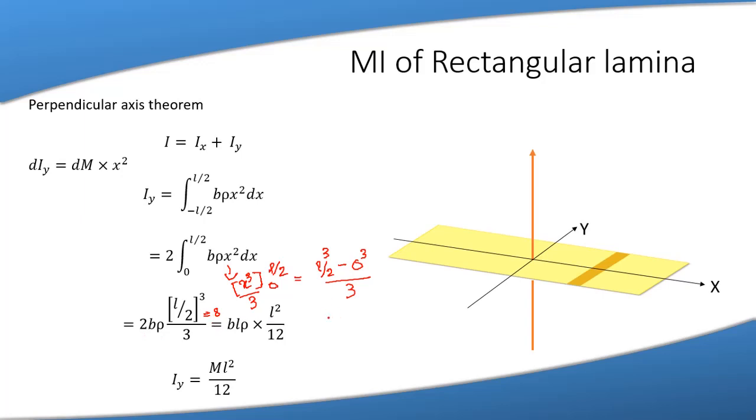I already have a 2 here, and my denominator will be 8 into 3. So I can just cut it off and make it 4, and my denominator will become 12. So this is my denominator, and all the other terms, b, rho and L cube, will be here. Instead of writing L cube, I have separated it as L square and L for another purpose. So here the total Iy has become b L rho into L square by 12.